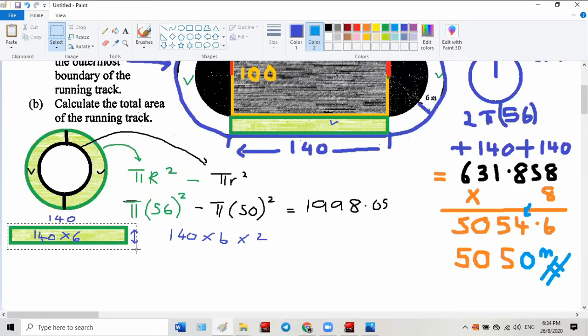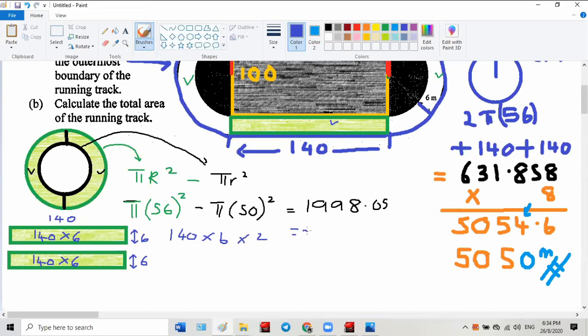It should give you the total area. Give me the answer now, and then add together, you'll find the total. Okay, what is it? 140 times 6 times 2. Do you not understand why times 2? I have 2 rectangles. Value? 1680.